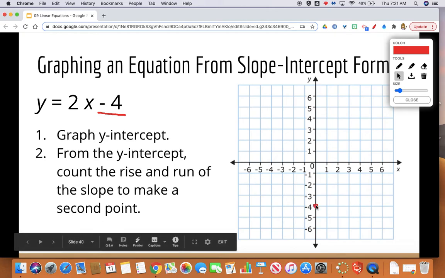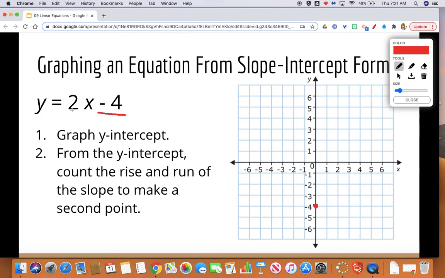From that y-intercept, we now graph our next point using slope. What is our slope here? I see a 2. What is the rise and what is the run if we have a whole number 2? Just a friendly reminder, when you have a whole number, it's the same thing as that number over 1. So the rise for 2 would be 2. The run would be 1. So we would go up 2 over 1.